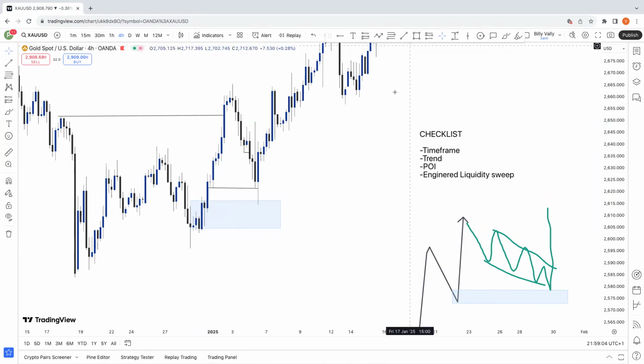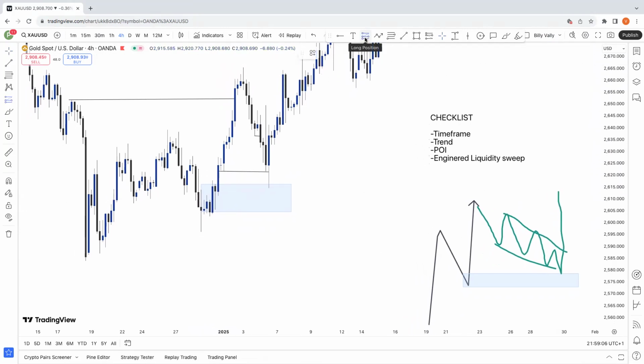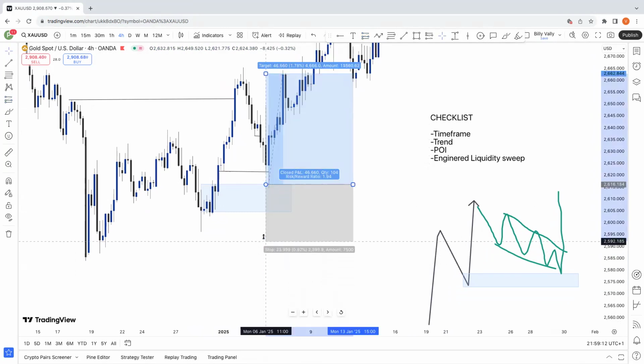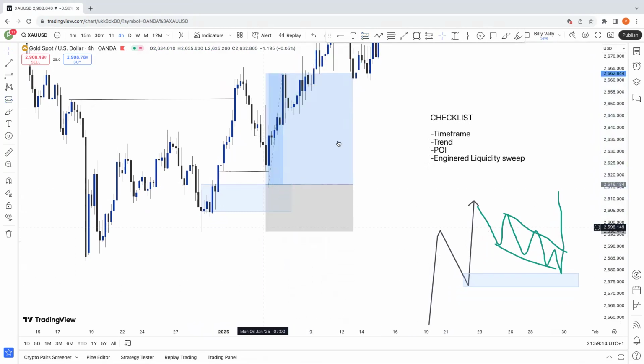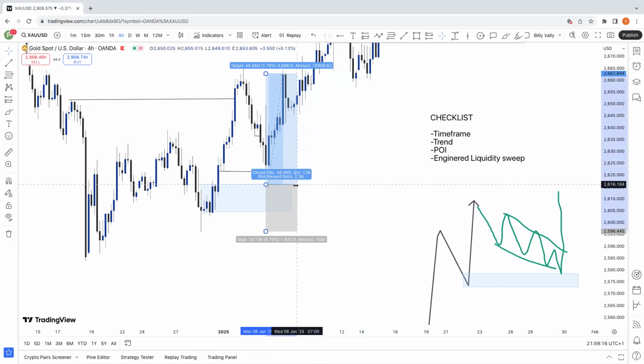So what are we going to do? We are just going to try to place our buy position here on this demand zone this way, right? And then we'll cover this zone here as our stop loss. So what is then our take profit? Our take profit is this high right here.